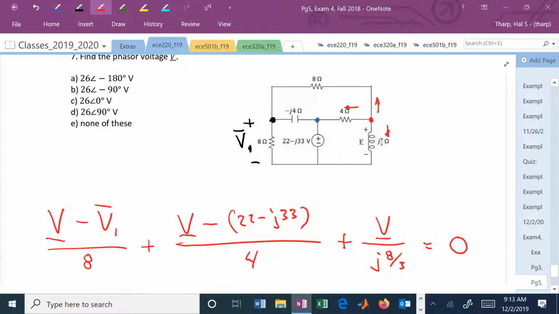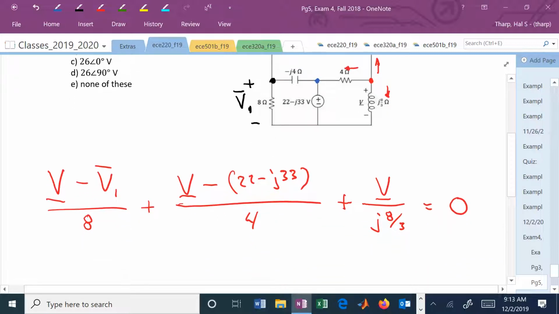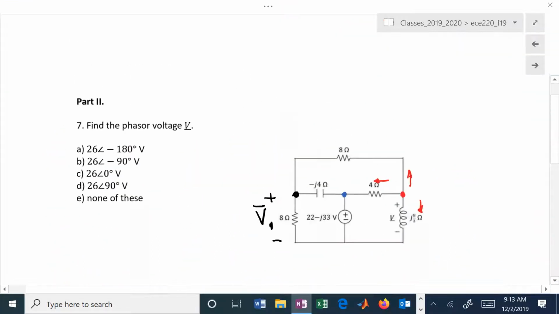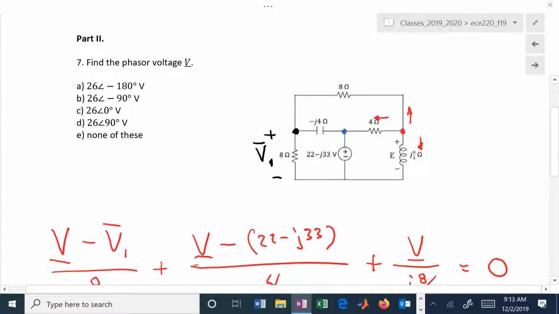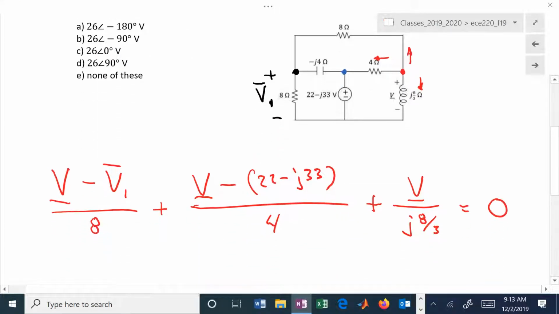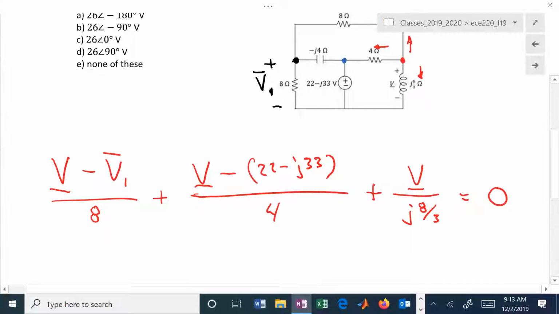Just KCL at the red node. Now we can write KCL at the black node, and we do the same exercise. Like I said, I have no idea what's going to happen today, but we now have these currents that we can sum.